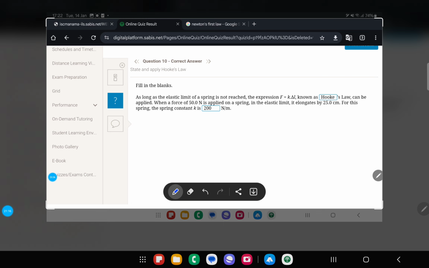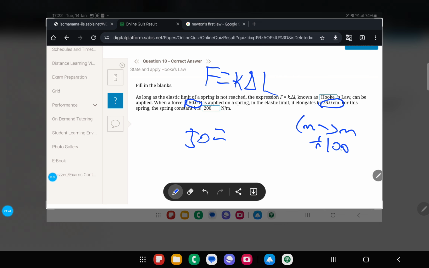Okay. Now, for this one, we're going to use Hooke's law, which is F equals K delta L. Let's see what we're given. We're given force, which is 50 Newton. So 50 equals K times L, and we're given L, which is 25 centimeter, but be careful. The extension L is always in meters, so we have to turn centimeter into meter. To do that, we just have to divide by 100. So 25 divided by 100 is 0.25. Yep, it's 0.25.